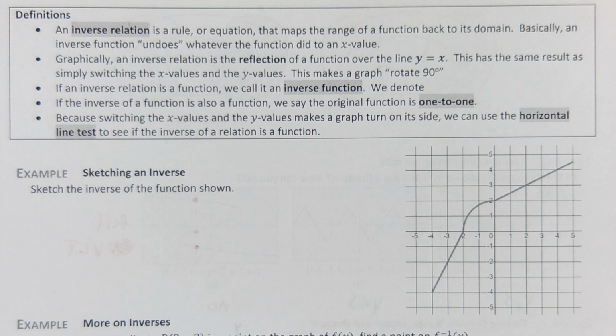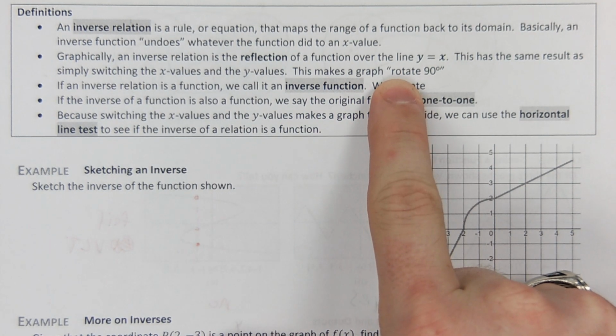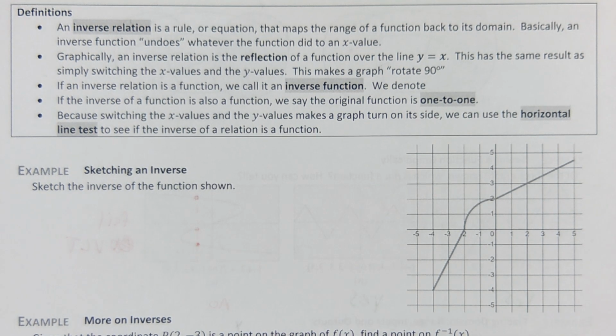Anyway, what was I saying? Oh, so domain and range have switched places. The domain of your function is the range of its inverse. The range of your function is the domain of its inverse. This makes a graph "rotate" 90 degrees. It makes it turn sideways. I put it in quotes because we try not to rotate things in algebra, because rotations sometimes create non-functions.